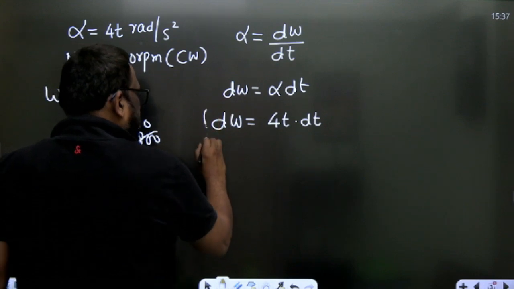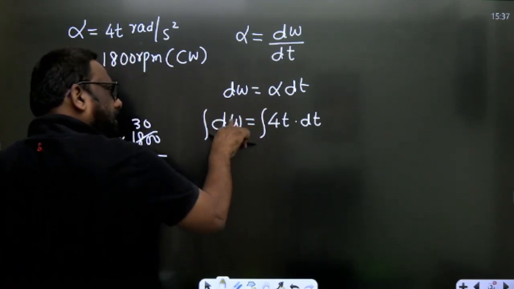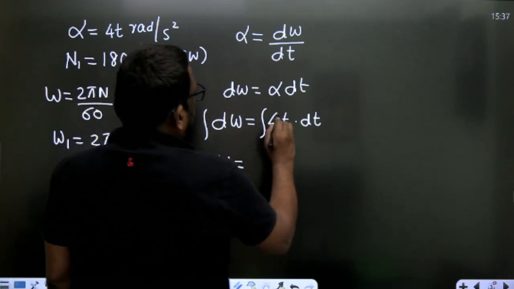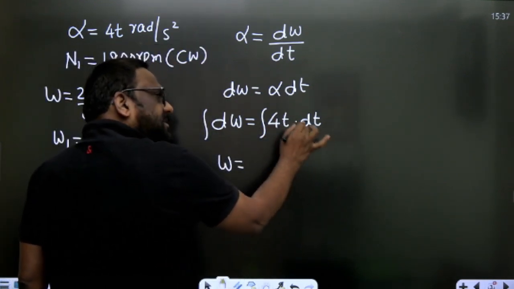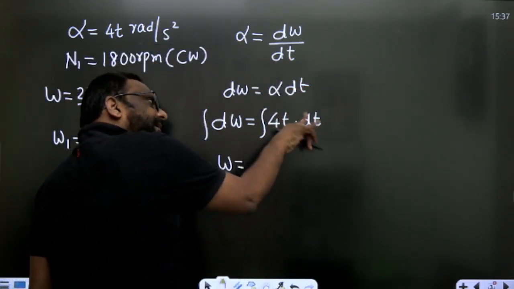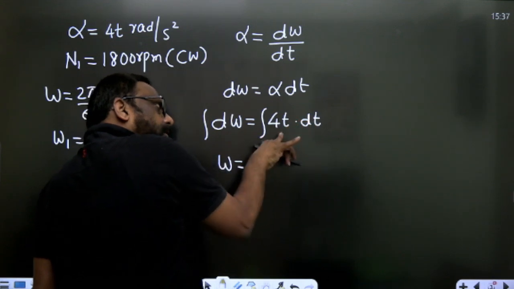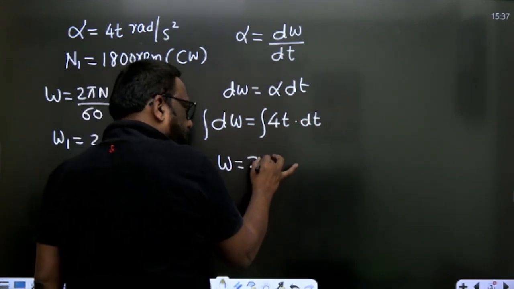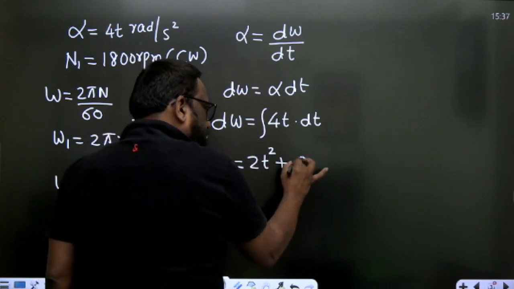Now you integrate. So what do I get? Integral d omega is omega. And here, what is x dx? x square by 2. For t dt it is t square by 2. But already there is 4, so 4 by 2 is 2. So this will be 2t square plus some integration constant.